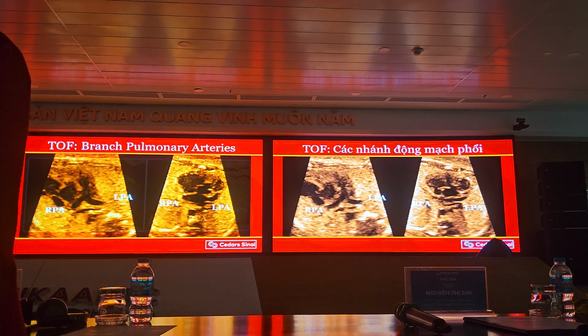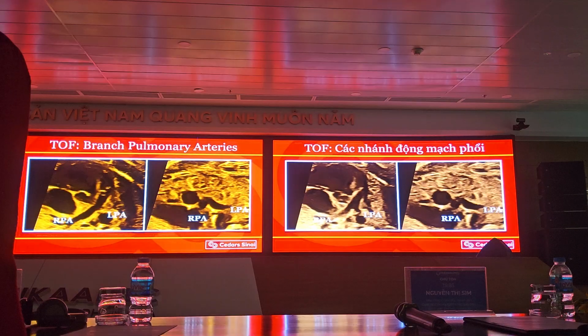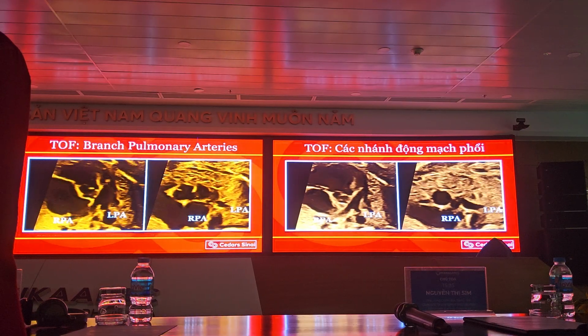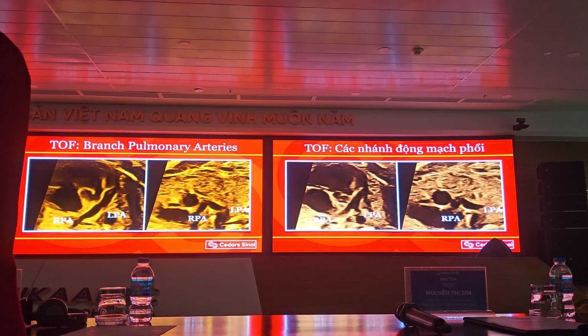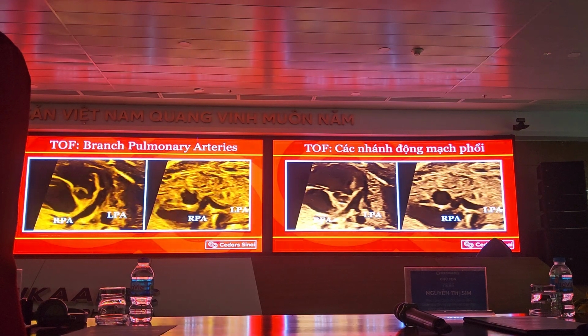And that helps to give the families an idea of how much intervention the baby is going to require. So here, again, you can look at the branch pulmonary arteries, the right and then the left. Sometimes you could see both of them in one view, but often you need to change the view a little bit, looking just at the right, looking just at the left to get good images.